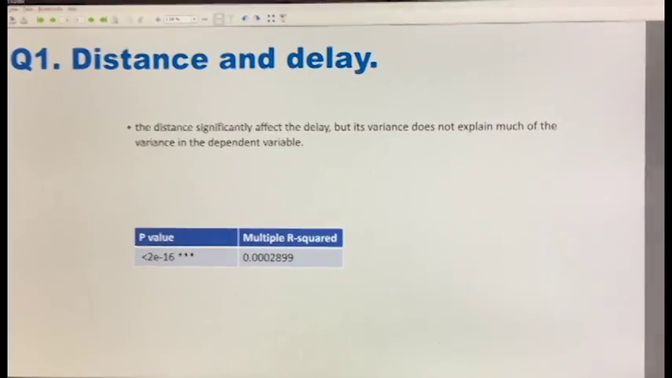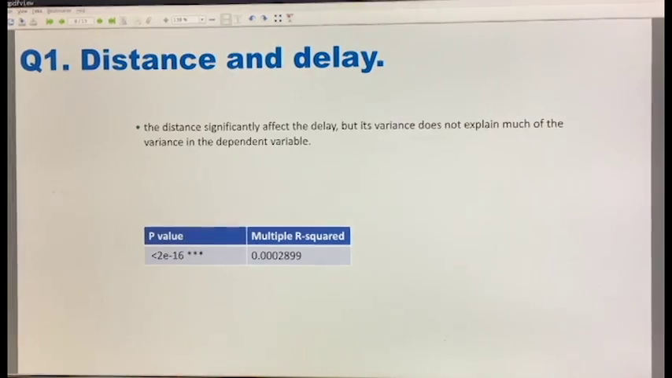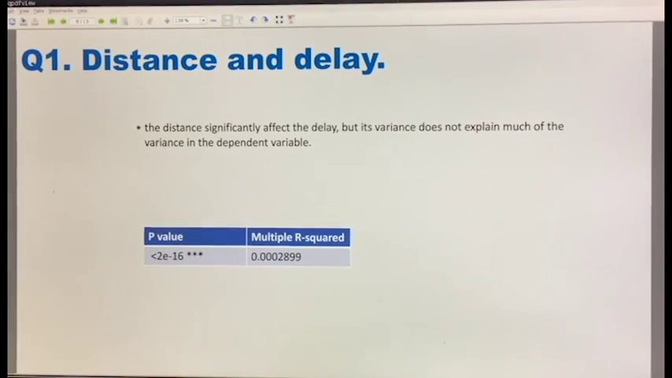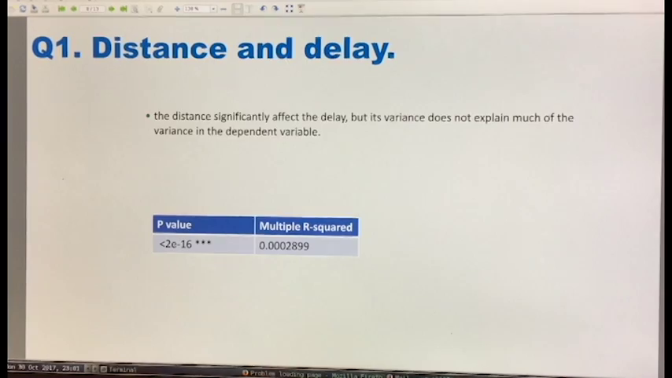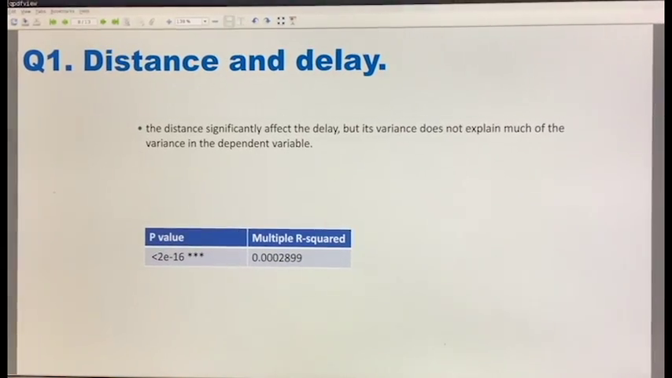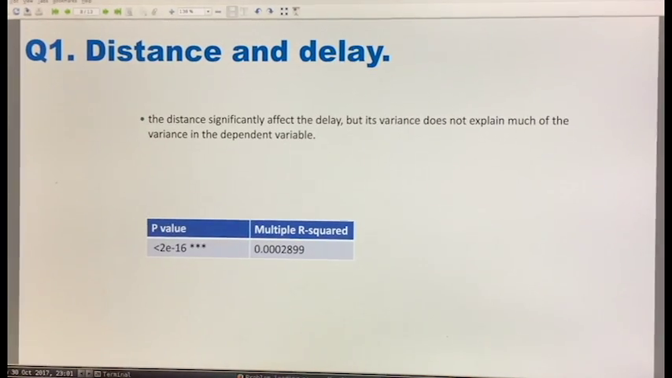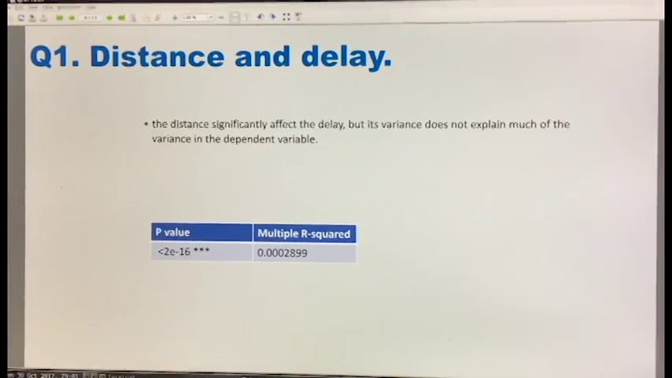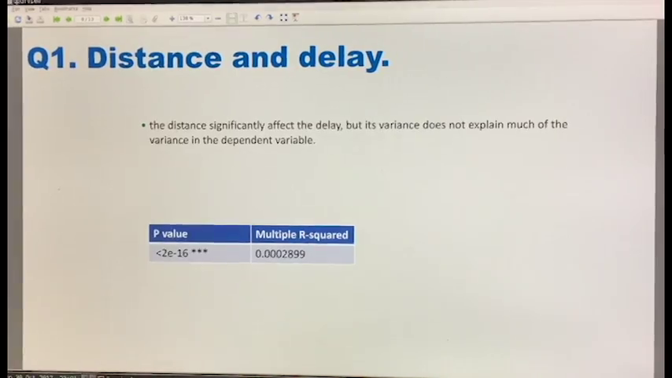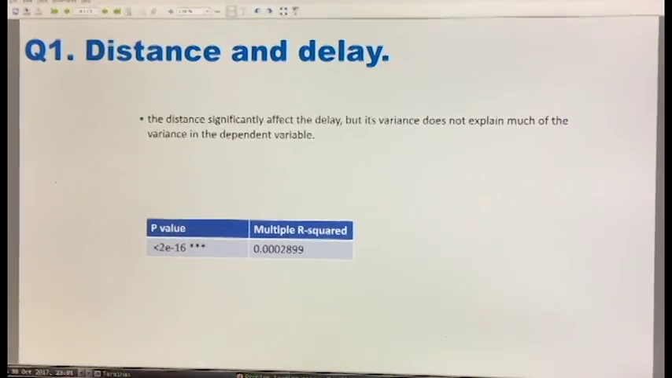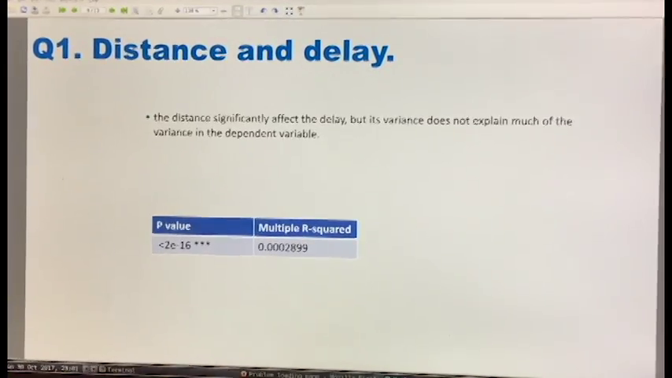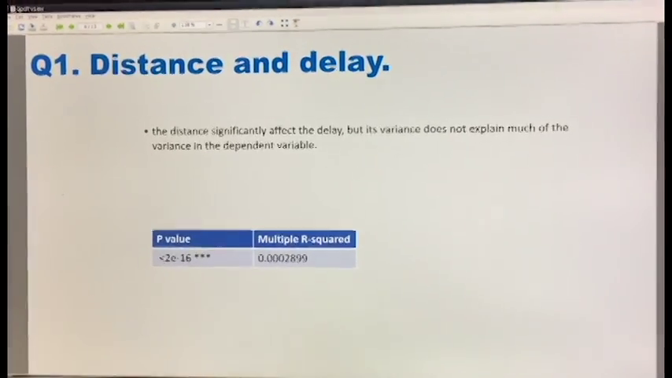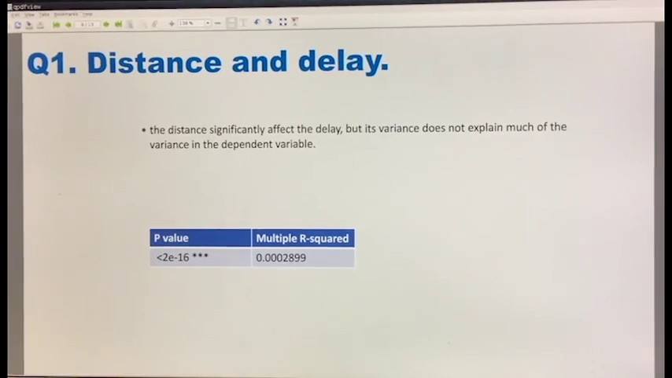We did a linear regression to fit the data with the model, and we got a very significant p-value, close to zero, but the R square we can notice is relatively small, which means the variance of the delay is not explained that much by the distance. But again, the distance has a significant effect on the delay, but it's not a powerful explanation.